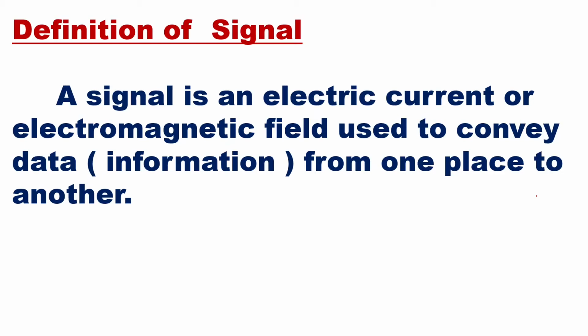So if you go to define a signal in simple language, you can say a signal is an electric current or electromagnetic field. Because electric current means it can pass through wires, and electromagnetic field means it can transmit through air without any wires or without any medium. So a signal is an electric current or electromagnetic field which is used to convey data, that is transfer data, or data itself, that is information or message, from one place to another.